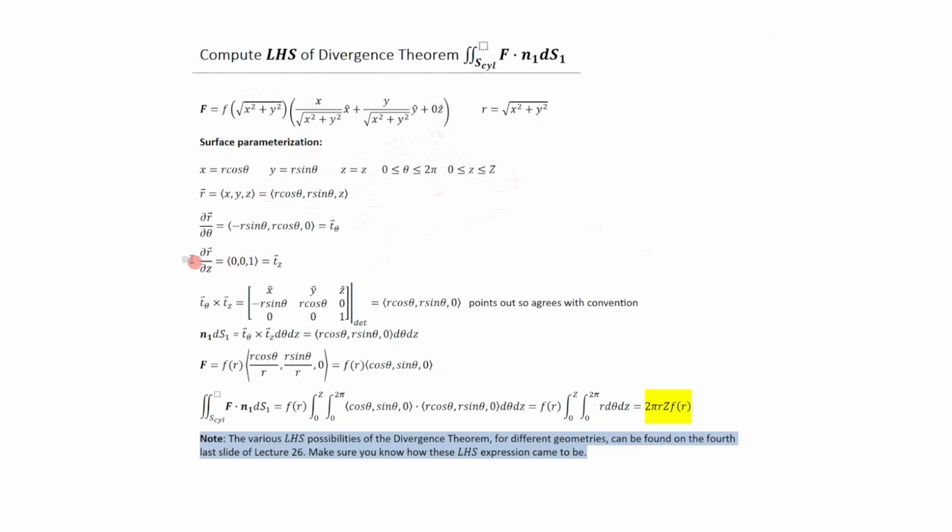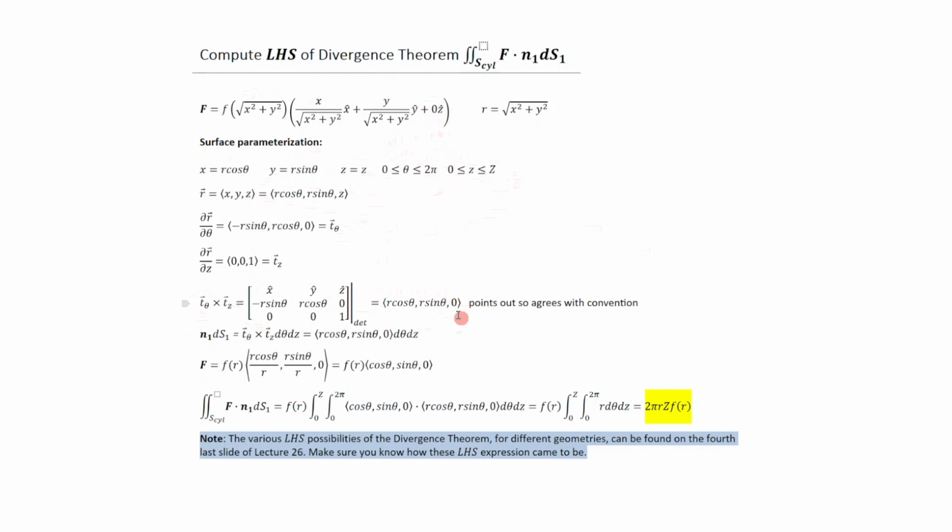And then we need to compute the differential surface area vector. First we take a derivative of the position vector with respect to theta, and we get this result, which we'll call the t theta hat vector. If we take the derivative with respect to z, we get this vector, which we'll call the tz vector. If you take the cross product of these two, which means you put this in a determinant form, first row being the unit vectors, second row being t theta hat, and the third row being tz hat, we end up with this result.